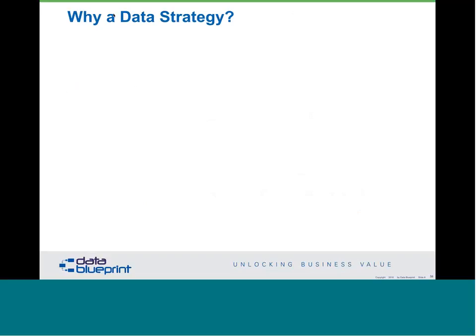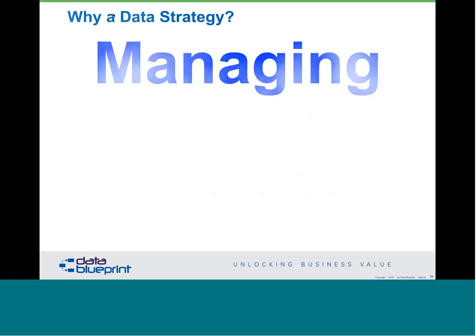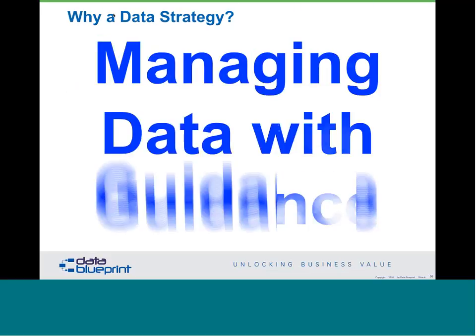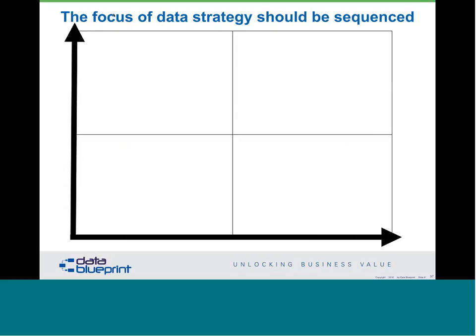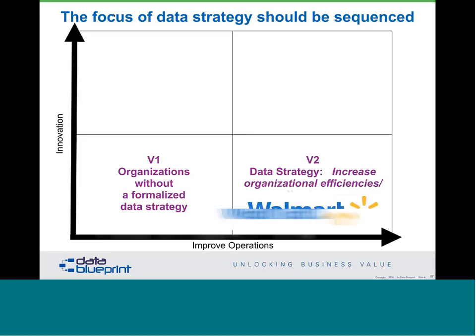So the question people come up with is, why do I need a data strategy? And the answer is because you want to manage your data with some guidance. Because if you're not managing the data with guidance, what are you doing? These data strategy components, these delivery pieces, the organizational needs, should be sequenced. And I'm going to give you just a macro perspective on it here, but it's important to understand at least this. So, again, we could look at a dichotomy here that Porter put to us for improving operations or doing innovation. And most organizations don't have a formalized data strategy at all, but if they do have a formal data strategy, it may be focused on the wrong kinds of things.